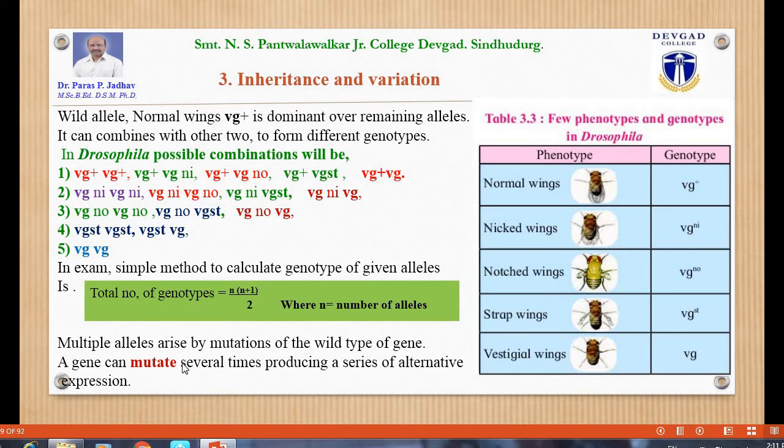2 2 + 1 3 = 6 / 2 = 3. So multiple alleles arise by mutation of the wild type gene. मग हे multiple allele कसे निर्माण होतात? तर by mutations. Mutation means change in genetic makeup. A gene can mutate several times producing a series of alternative expressions.